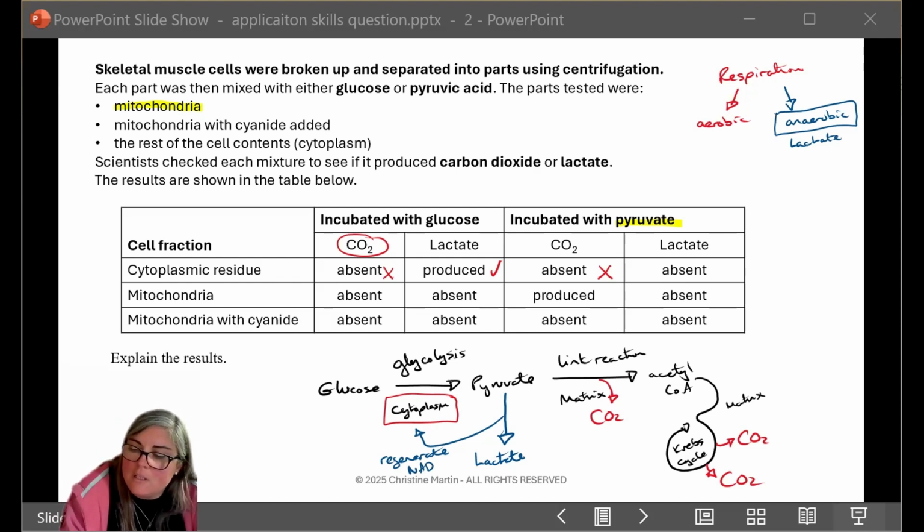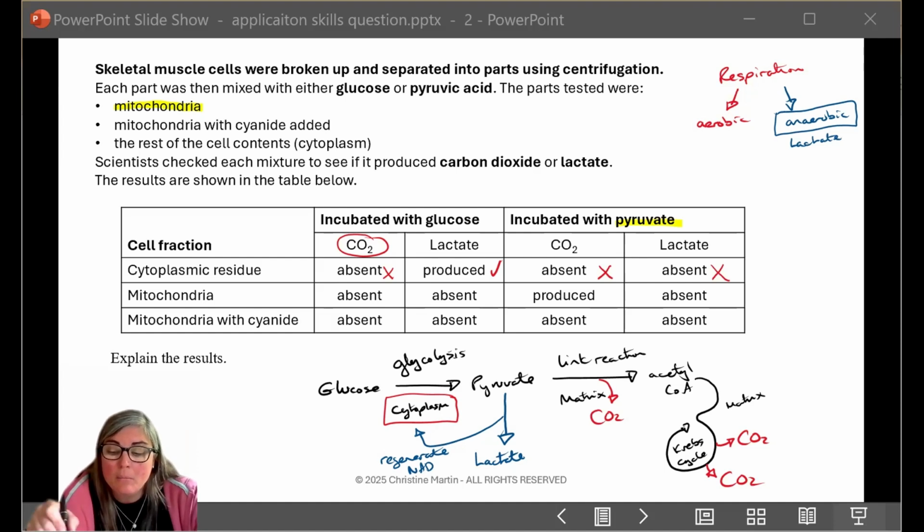The other thing for us to note is that in the cytoplasmic residue, the lactate is actually not being produced. So here's a question then. Why is it that the lactate isn't being produced in the cytoplasm if we know that pyruvate can be turned into lactate to regenerate the NAD?